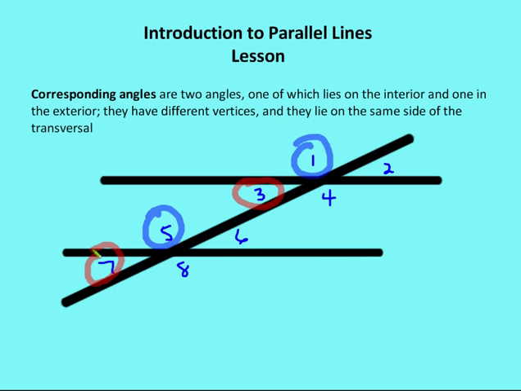3 and 7 would be a pair of corresponding angles. I can say 2 and 6 would be a pair of corresponding angles. And my last pair would be 4 and 8. Those would be a pair of corresponding angles as well. So again, 2 angles, one of which lies on the interior and one on the exterior. They have different vertices here and here, and they lie on the same side of the transversal. So the blue on this side and red on this side, and then the yellow and green on this side.